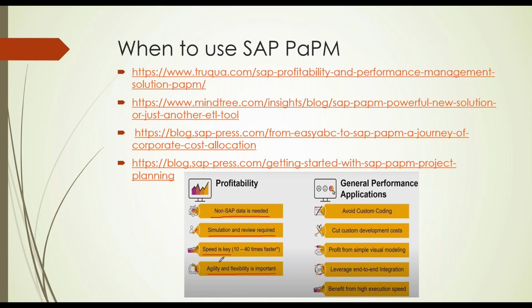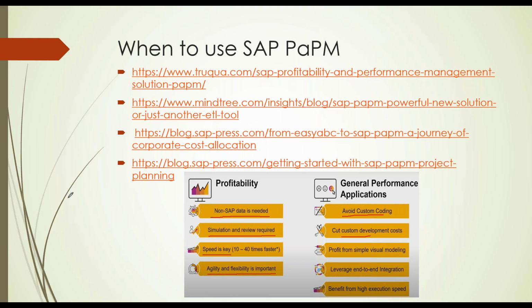That speed is faster, like it is very fast compared to normal ABAP processes. And flexibility is important. I mean, to change the PAPM model, it is not as complex as changing custom code or web development or any other analytics tool. It does not require any coding knowledge. A PAPM person who knows how to handle the functions can do the modeling change. So custom coding can be avoided. Custom development cost can be avoided. So these are the main reasons why we use PAPM on top of the existing solutions.